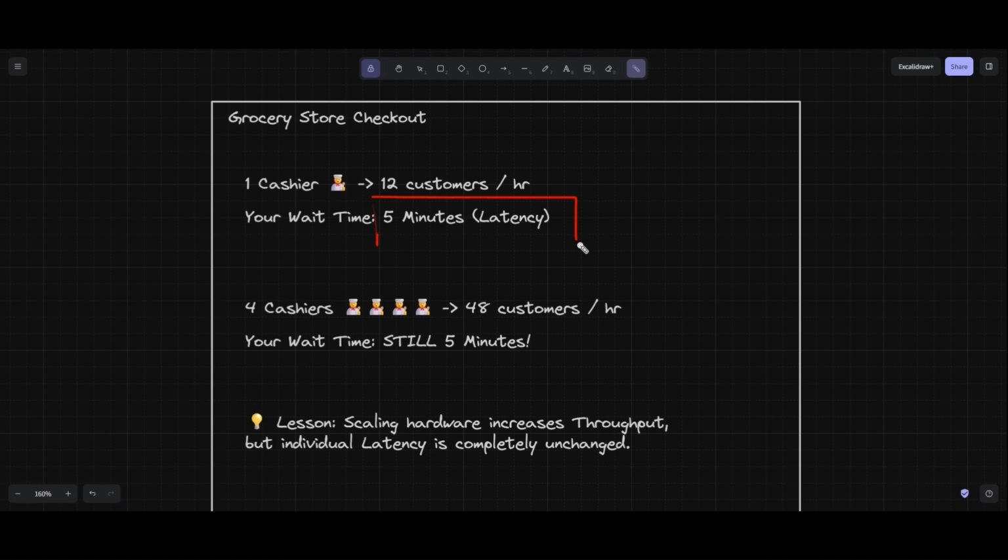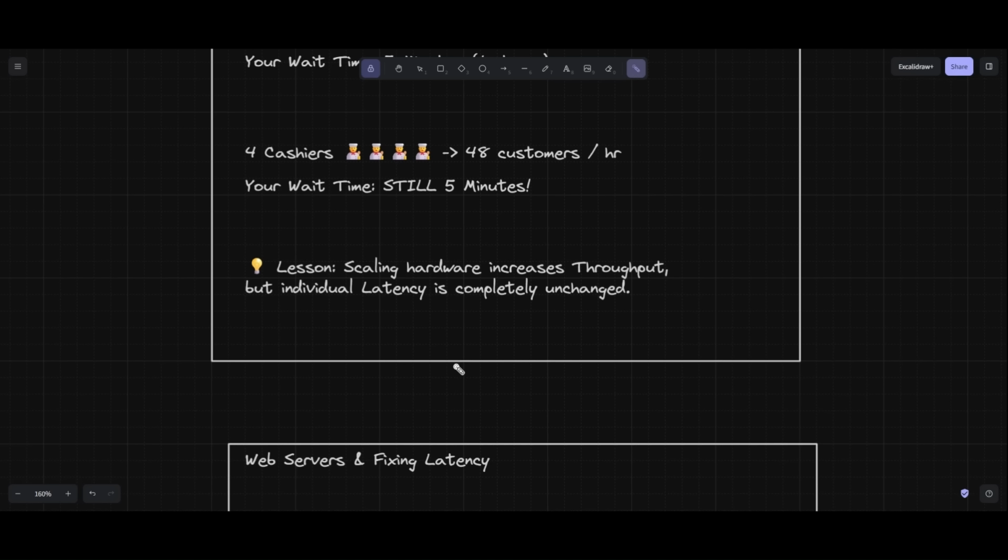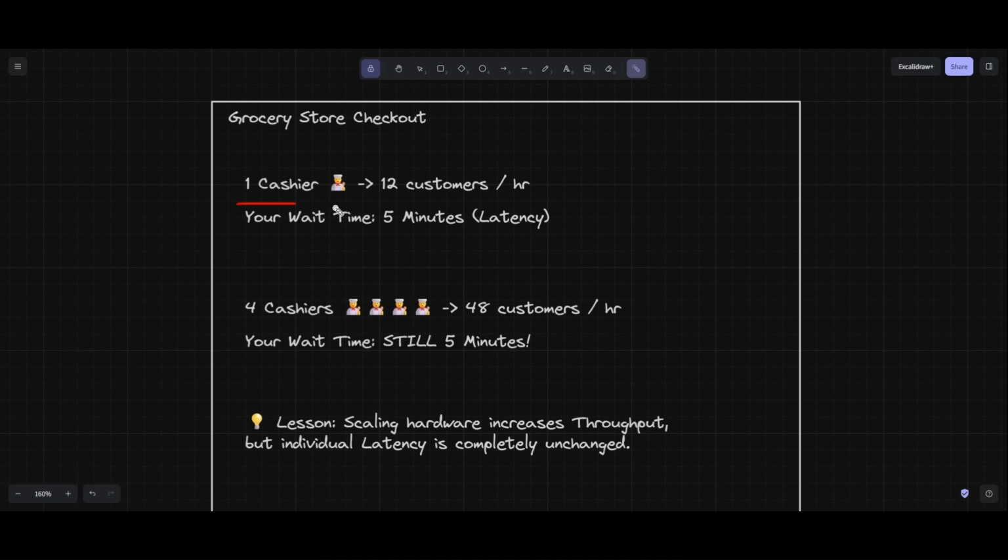Throughput, on the other hand, is the store manager standing up in the front office, looking down at the lanes and saying, how many customers are we processing per hour, right? So let's say there's one cashier and they process one customer every 5 minutes. So the throughput is 12 customers per hour.